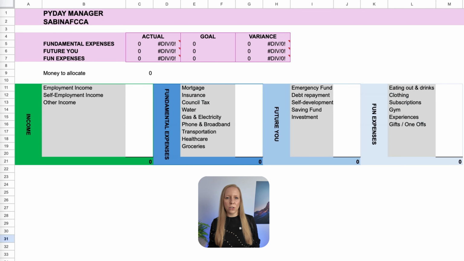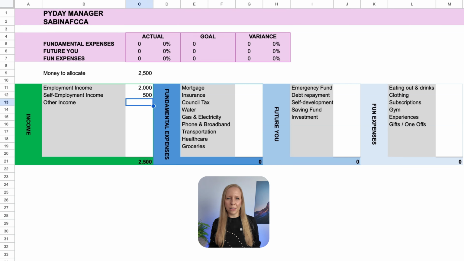Step number 2, categorize your expenses. First, you want to understand how much money you receive. That's the amount that lands in your bank account after taxes. Here you want to include your employment income, self-employment income, and any investment income such as dividends or rent. You want to put them in the left green section here. For example, I will put 2,000 for my employment income and 500 for my self-employment income.